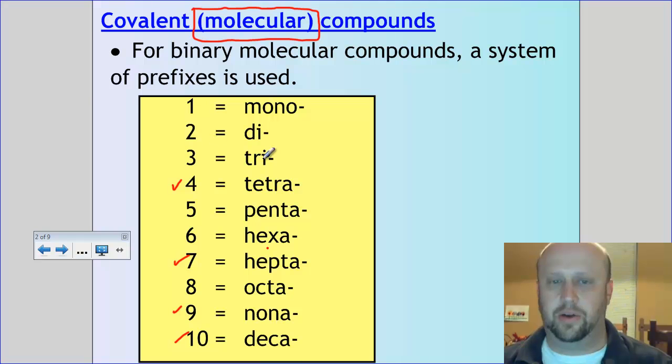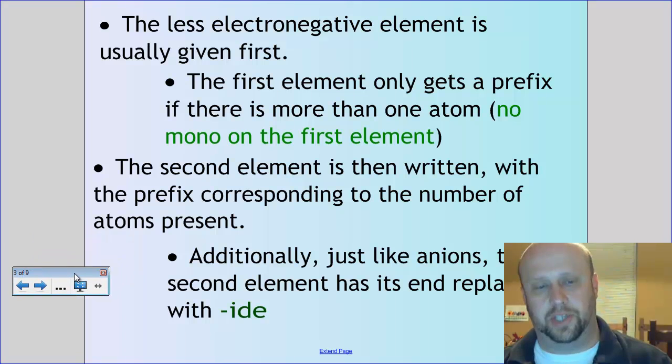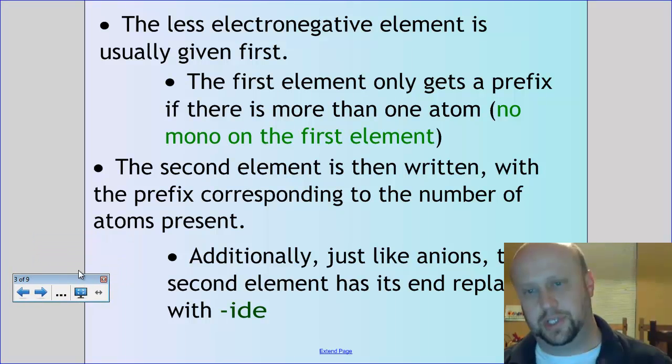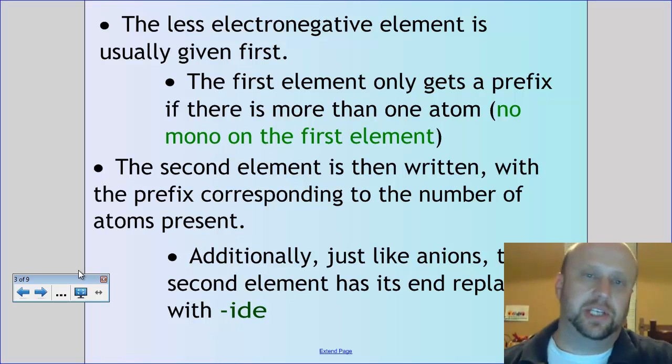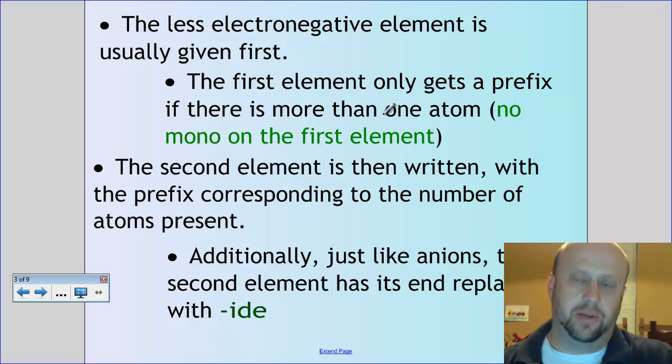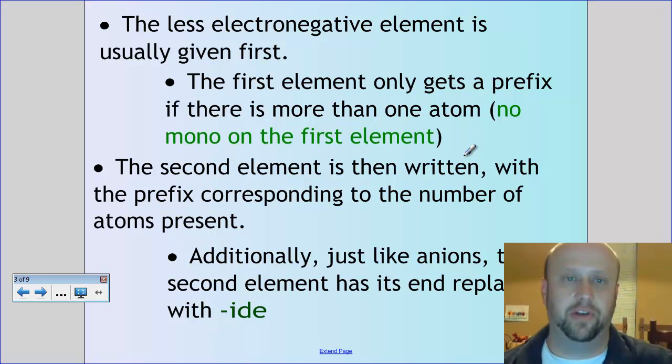I mean, at this point in high school, you should know that tri means 3 and di means 2. That's not massively difficult. Okay, so big wall of notes, I know. We're going to take all the notes on this one slide, and then we're going to go put all these things into practice. So the way this works is that you're going to have two elements. We're talking about binary molecular compounds, just like we started with binary ionic. And remember, binary means 2, of whatever it is.